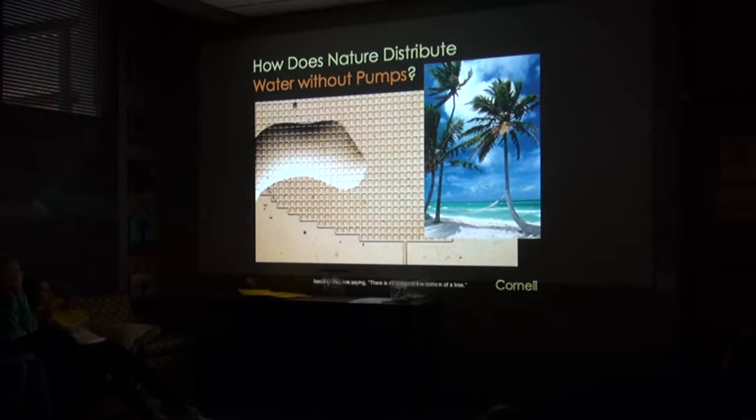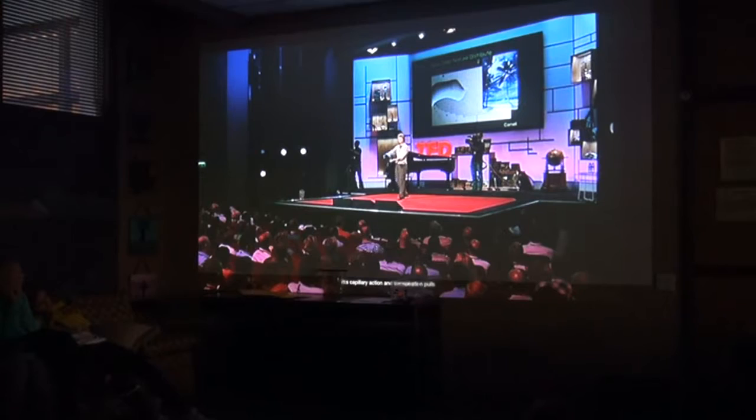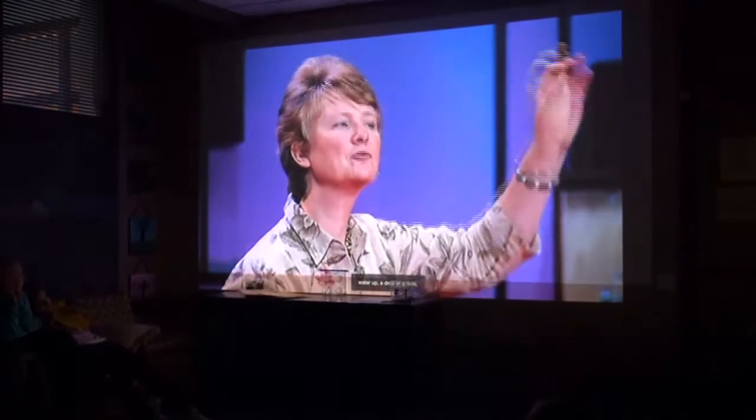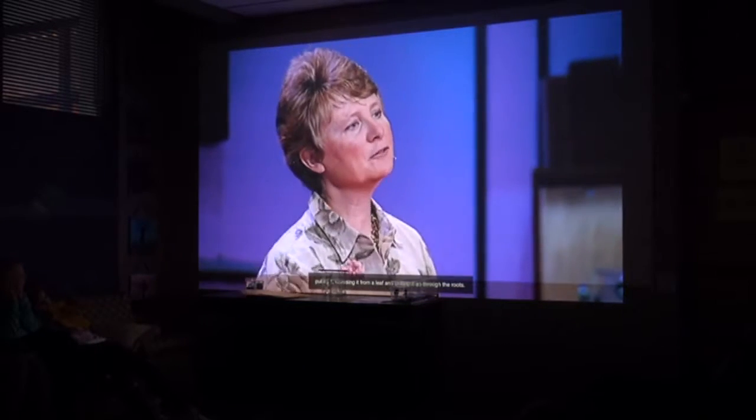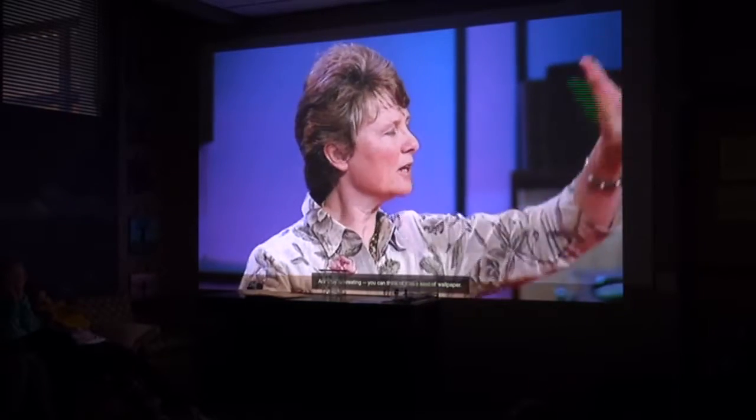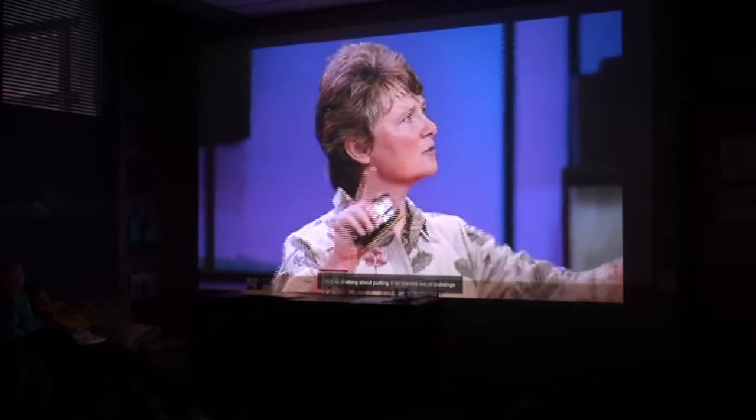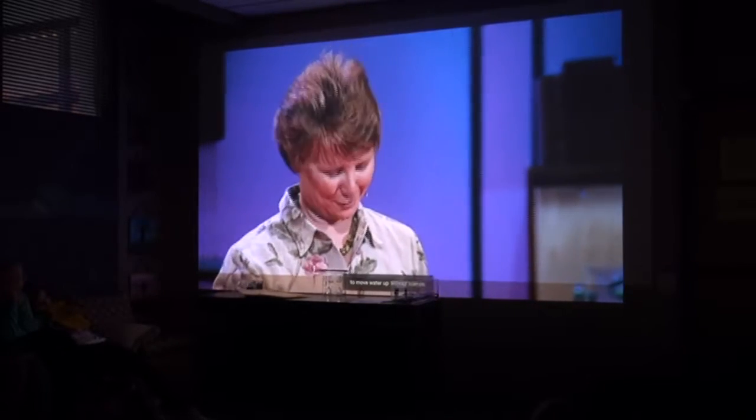There's a group of scientists at Cornell that are making what they call a synthetic tree because they're saying, there's no pump at the bottom of a tree. It's capillary action and transpiration pulls water up a drop at a time, releasing it from a leaf and pulling it up through the roots. And they're creating, you can think of it as a kind of wallpaper. They're thinking about putting it on the insides of buildings to move water up without pumps.